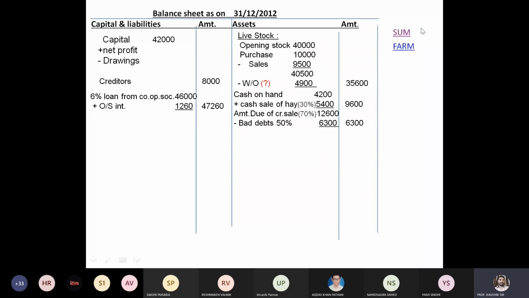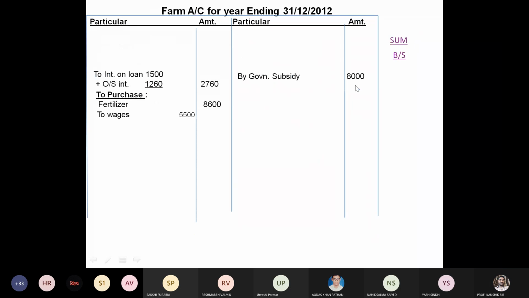Go to the farm account. By sales of 18,000. Bad debts 6,300. Total sale 18,000 is the income of the farm. So sales will be credited to the farm account.